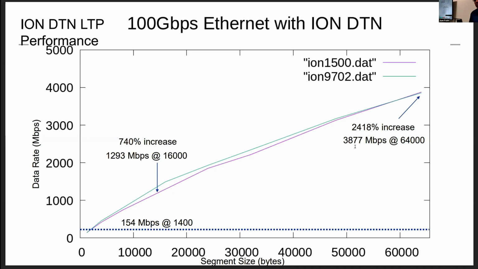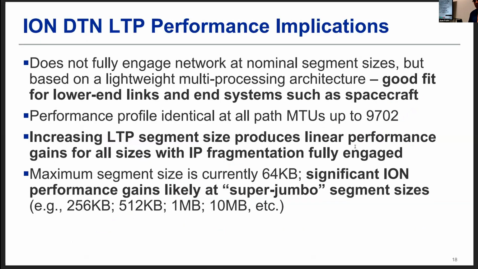So LTP is very much performance bound by the segment size, and without as much dependence on the underlying path MTU. So we see that ION DTN does not fully engage the network in nominal segment sizes, but it is based on a lightweight multiprocessing architecture. And so we think it would be a good fit for lower end links of end systems such as spacecraft. The performance profile is identical at all path MTUs up to 9702. We found that increasing LTP segment size produces a linear performance gain for all sizes when IP fragmentation is fully engaged. And with IP fragmentation, the largest segment size you can use is 64K bytes.